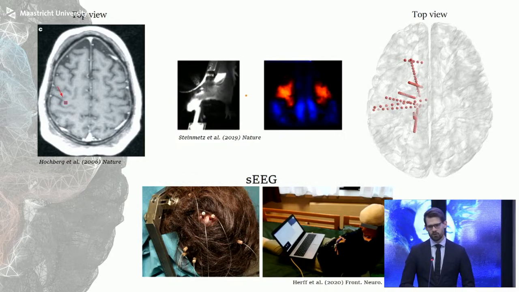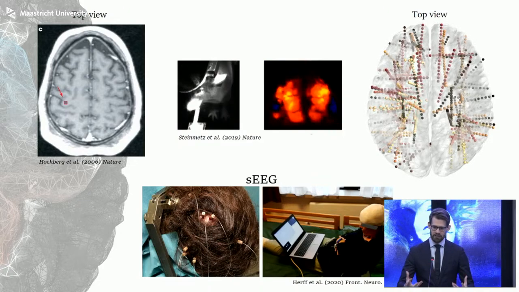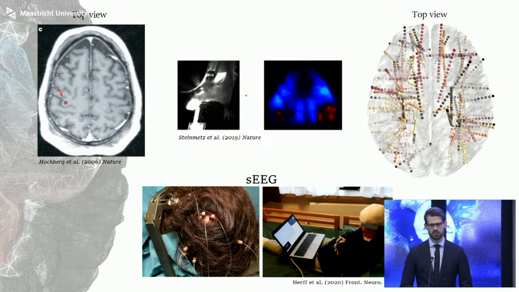Now, I said we're going to record from the whole brain, but if you look at the image, we only cover a small part of one hemisphere. But if we combine the electrode locations of many different patients, for example 16, you really see that we cover the whole brain.